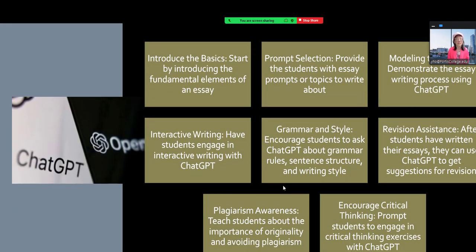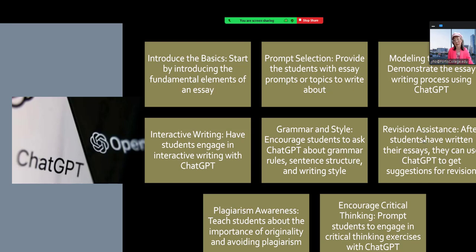So ChatGPT, you can introduce the basics. Start by introducing the fundamental elements of an essay. Prompt selection. Provide the students with essay prompts or topics to write about. Model the essay. Demonstrate the essay writing process using ChatGPT. Interactive writing. Have students engage in interactive writing with ChatGPT. Grammar and style. Encourage students to ask ChatGPT about grammar rules, sentence structure, and writing style.